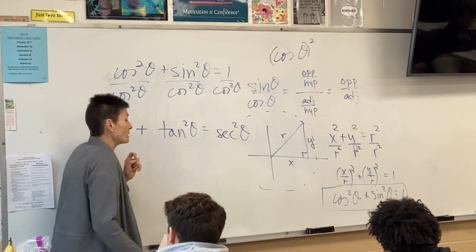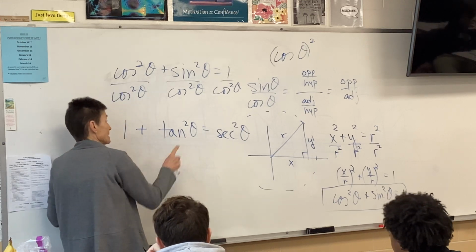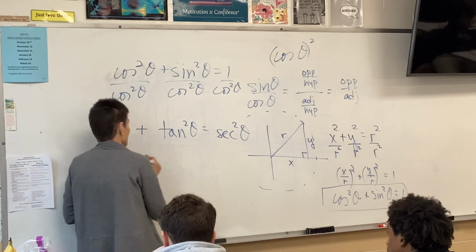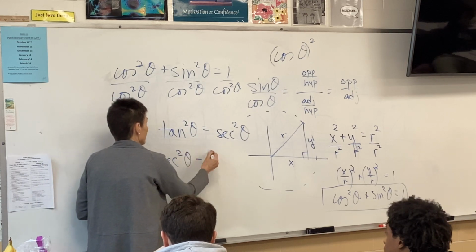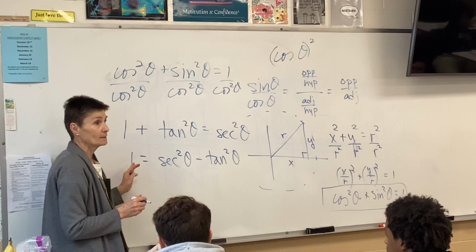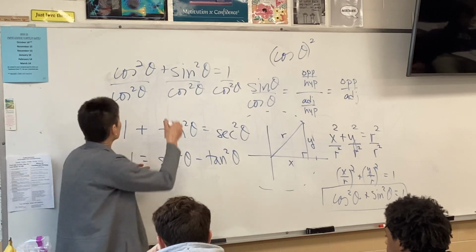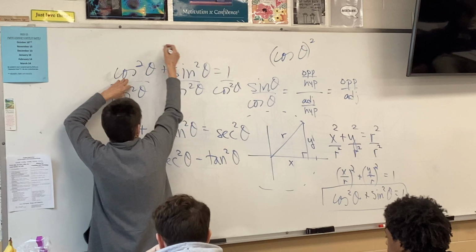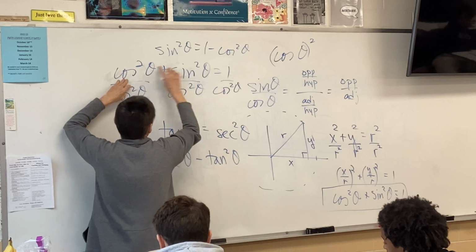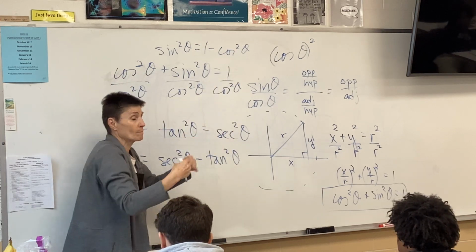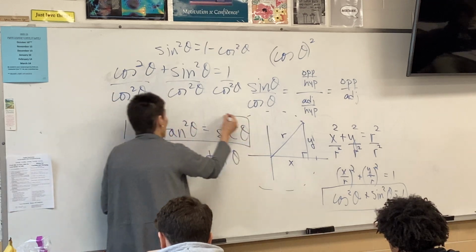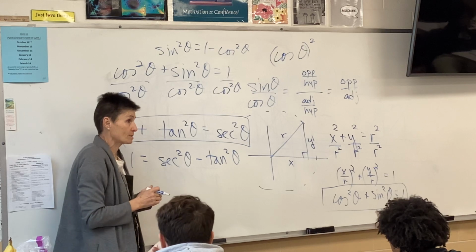Now, you do want to make sure that you recognize this identity in other forms. For example, if I were to subtract the tangent squared, then doesn't it say secant squared minus tangent squared is 1? So all of these things, this one might be sine squared equals 1 minus cosine squared. They appear in different forms, so you have to recognize them even if they're not in the actual order that they appear in your notes.